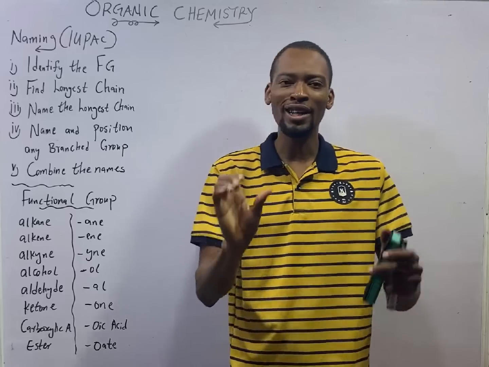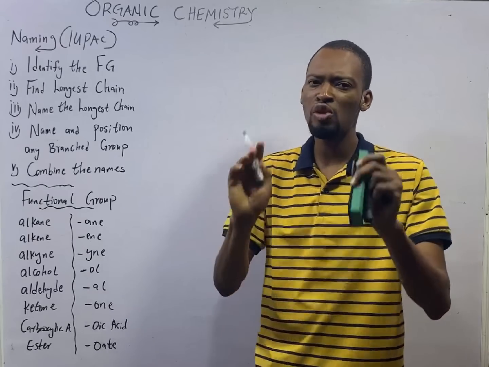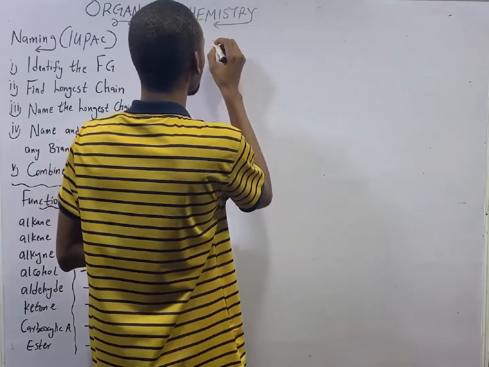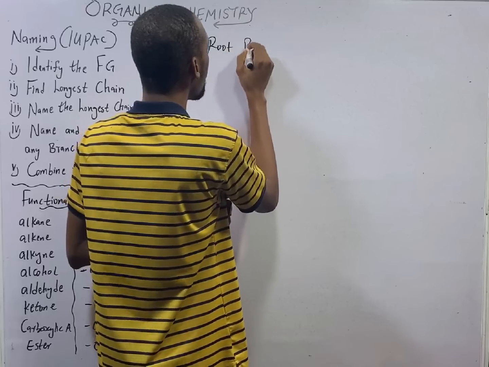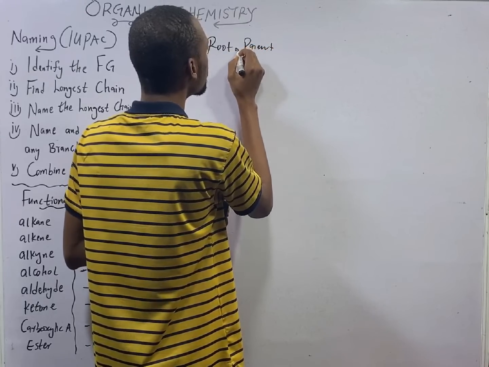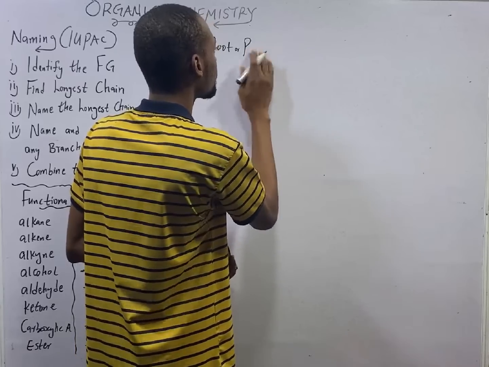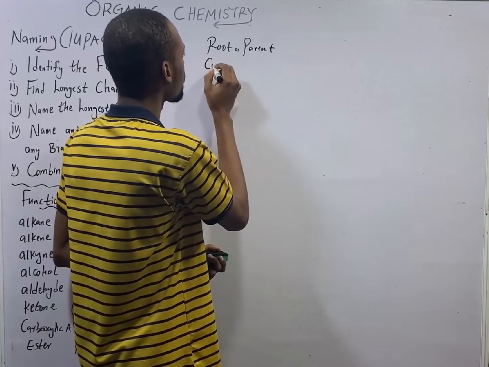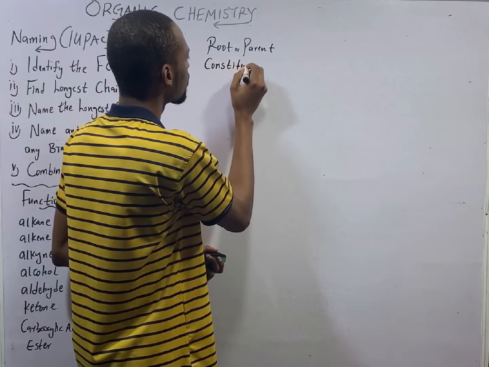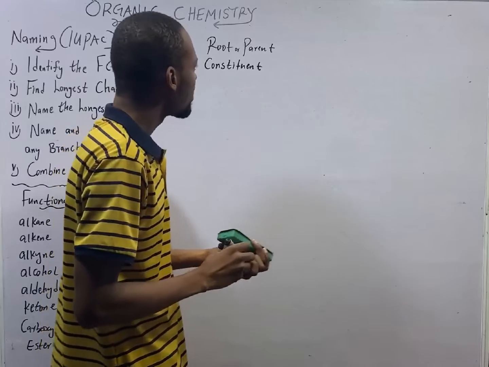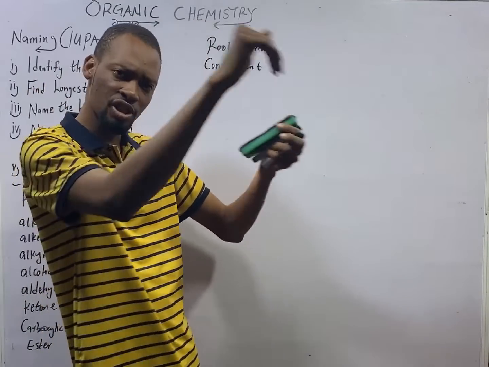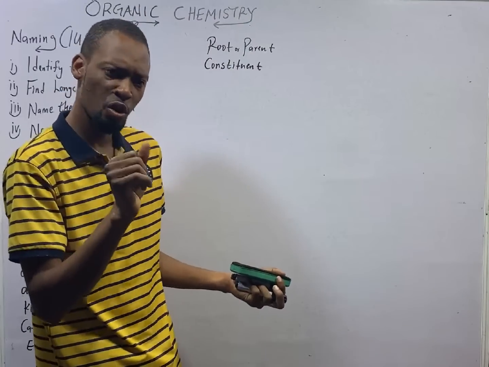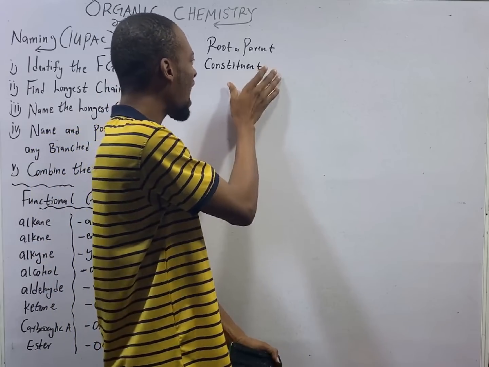Every organic compound you see around has two parts. We have the root, or parent, and we have the constituent. The root is the longest carbon chain. The longest continuous carbon chain is the root of any compound, while the constituents are attachments.